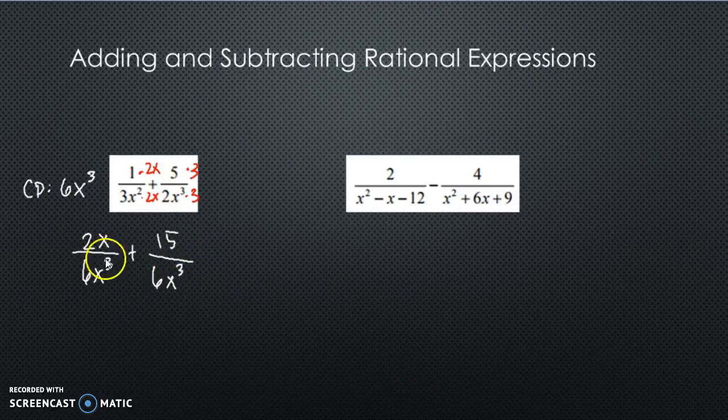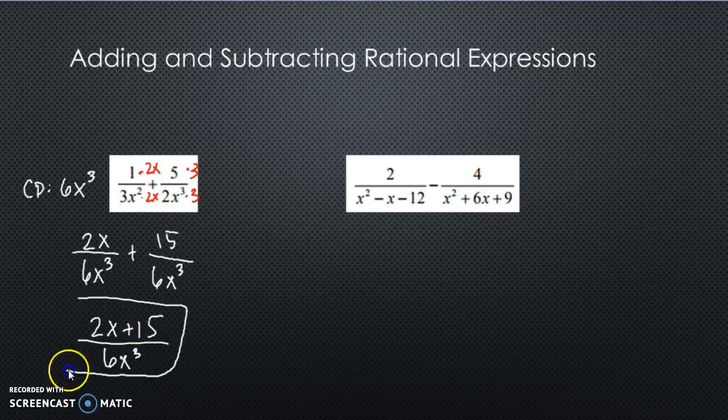Then I'm just going to add and combine my like terms, which neither one of these are like terms, 2x and 15. So I'm just going to rewrite it as 2x plus 15 over my common denominator, 6x cubed. Make sure we can't simplify and factor, which I can't. There's no GCF, and this is not a quadratic or higher. So then my answer is going to stay 2x plus 15 over 6x cubed.